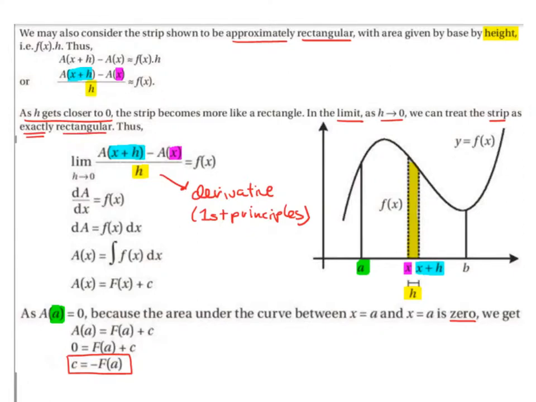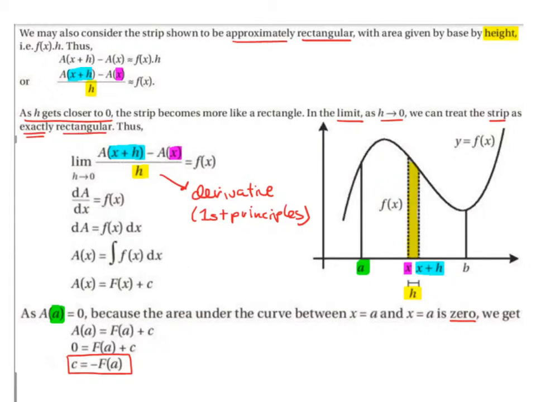So we can call the h the base or the height or the length or the width, but it's really this little distance here. So that's the h, that small little distance there. And as that h gets closer to 0, so as this width here, or this height or base, whatever you want to call it, as it gets smaller and smaller and smaller, and the rectangle gets thinner and thinner and thinner, the strip becomes more like a rectangle.